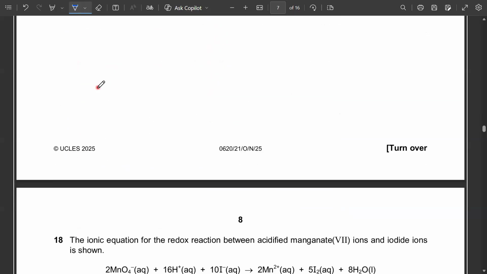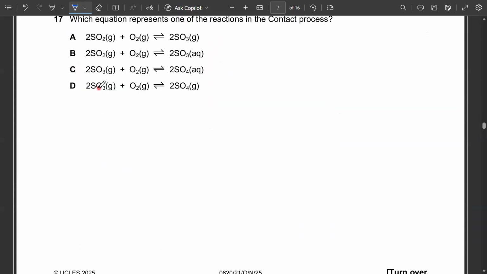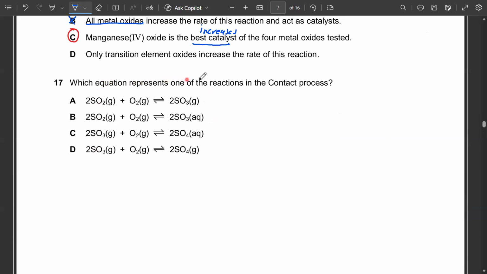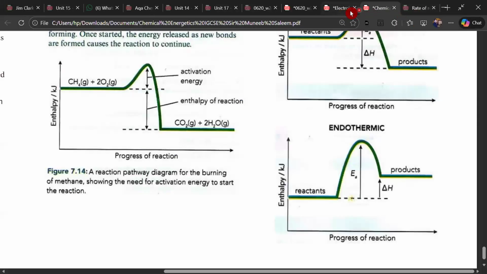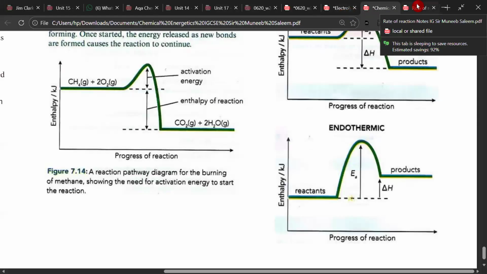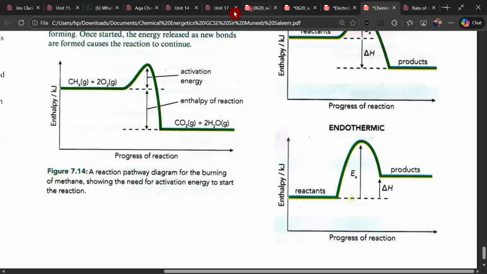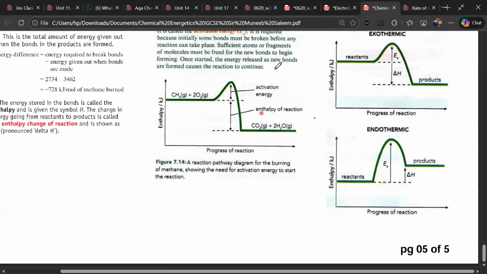Then question number 17. Which equation represents one of the reactions in the contact process? So if you remember the contact process, what was that? It is the reaction to form the sulfuric acid. And in that case, we have the reaction between the sulfur dioxide.